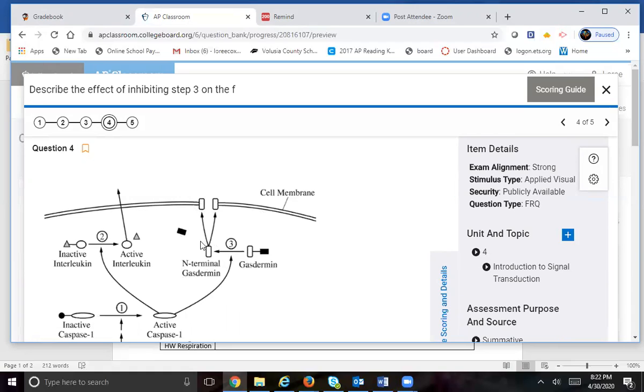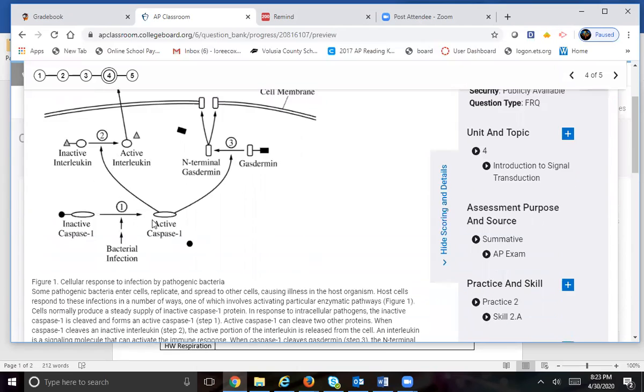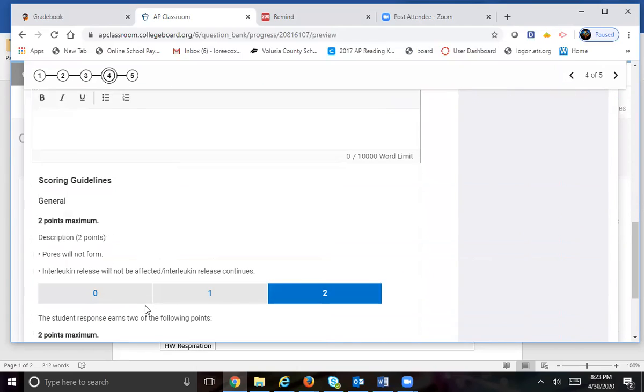A description would definitely be tying this into their thing. Step 3 has nothing to do with here. So because step 3 is a separate pathway from step 2, interleukin is still activated. And if interleukin is still activated, what does that tell us? The immune response is still going to happen. So a description is not stating these two things.